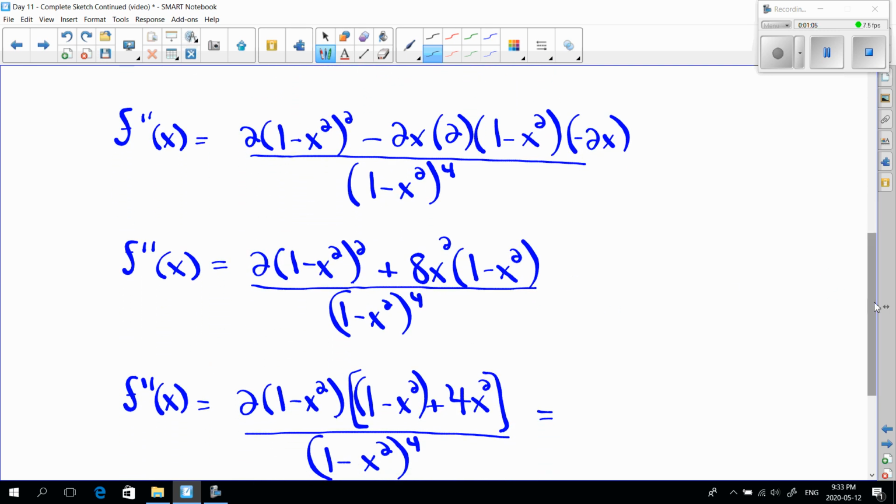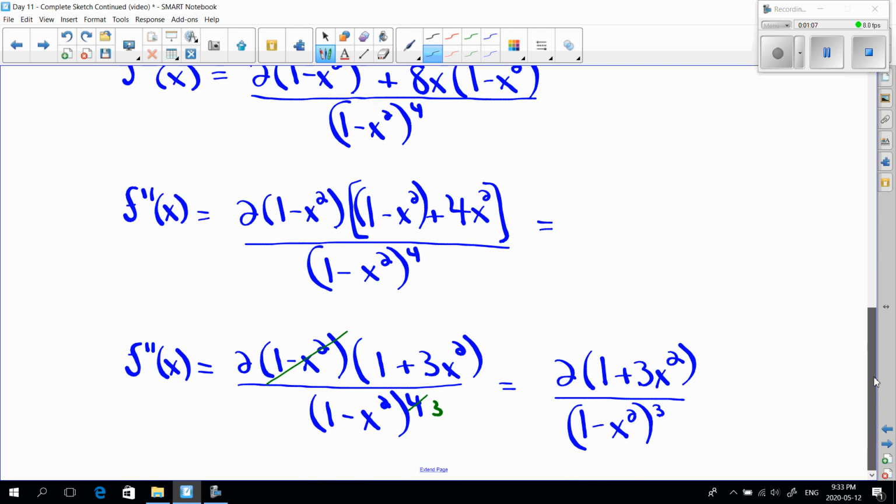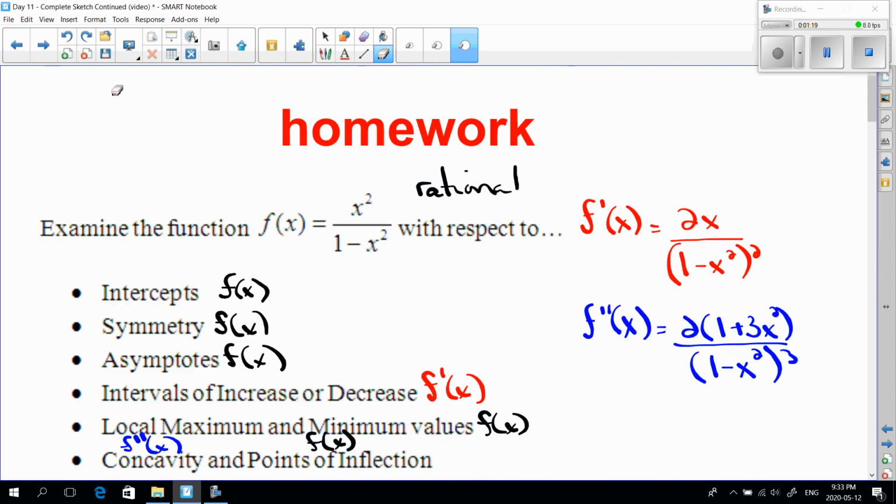Feel free to pause it. This is the work for the following. So my second derivative is equal to 2 times 1 plus 3x squared over 1 minus x squared to the power of 3. And I wrote those two derivatives right here. Okay? You can also see this in your Teams page. This file has been attached.